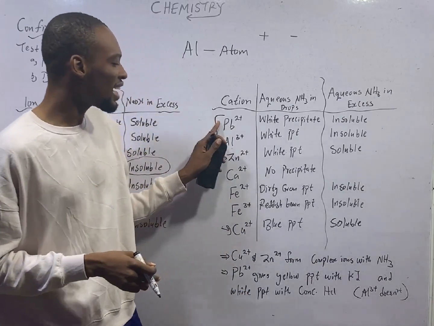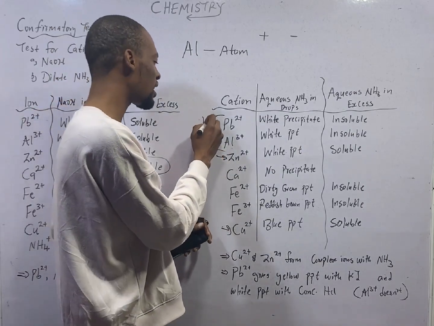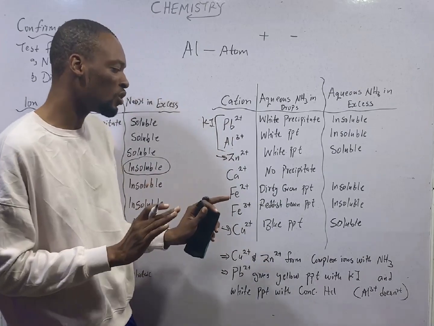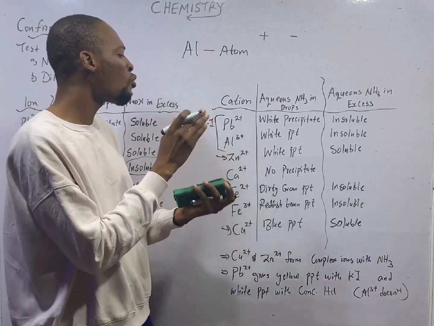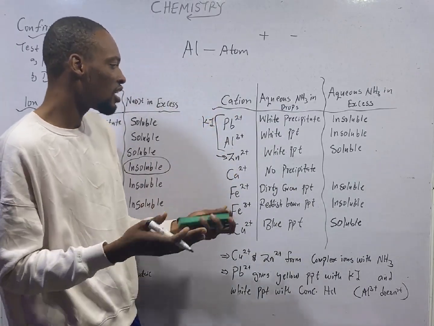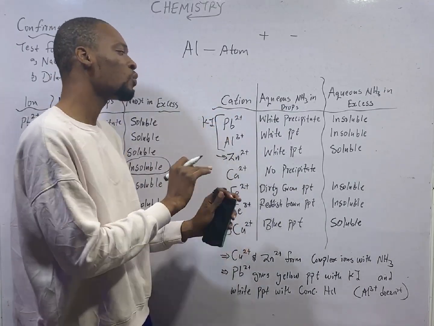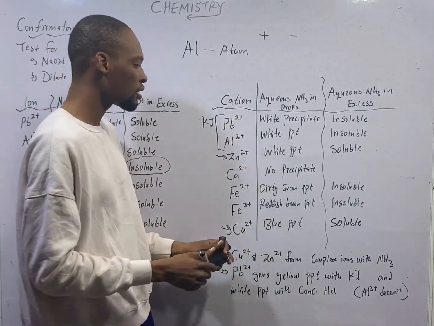One, lead ion will give us yellow precipitate when you add potassium iodide, but aluminum will not. The same lead will form white precipitate with concentrated hydrochloric acid. However, aluminum will not form precipitate. So this is a test to differentiate these two.